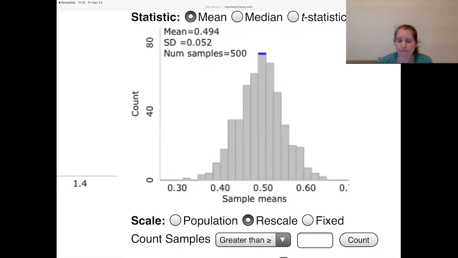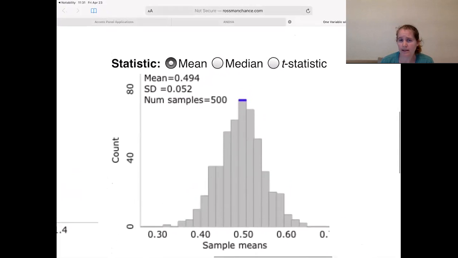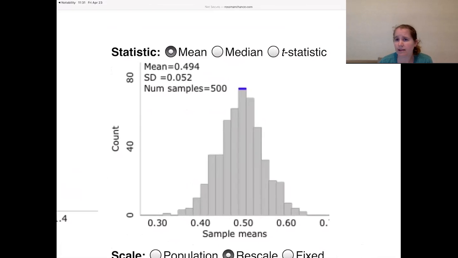As you can see, for this set of 500 samples, the mean of the sample averages was 0.494. Standard deviation was 0.052. And now this actually does look more or less like a normal distribution. So the data itself fit a uniform distribution. But once we look at samples of size 30, take a whole bunch of different samples of size 30 and study their sample means, it now becomes a normal distribution.